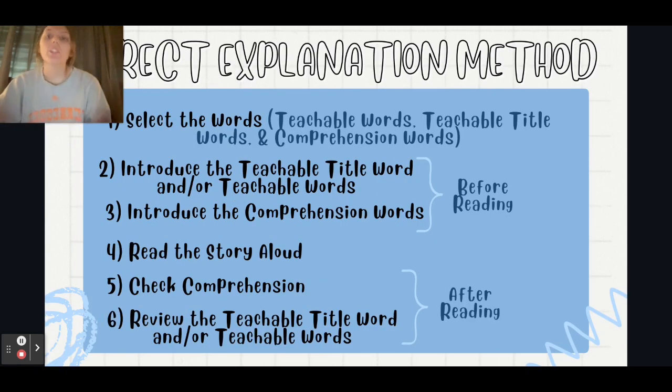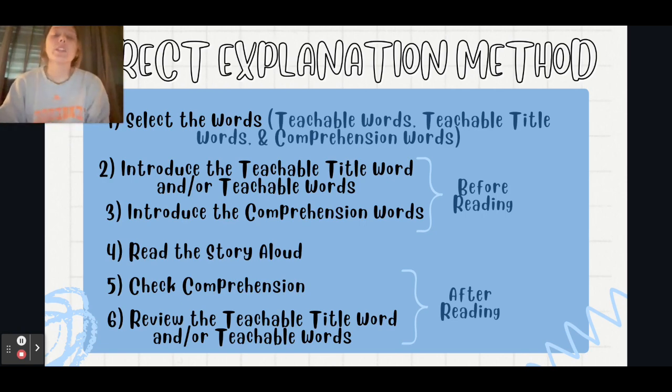So the chapter explains how to use the direct explanation method. First, you're going to select your words. So these are your teachable words, your teachable title words, and comprehension words. Your teachable words are those vocabulary words that you're going to pull from the book that are on grade level. Your teachable title words are those vocabulary words that can be found in the title of the book. For example, the chapter uses the story Common Sense and an Aussie Tale. The teachable title word in that title was common sense because some students don't know what common sense means. Explaining this word in the title will help them understand the story as a whole.